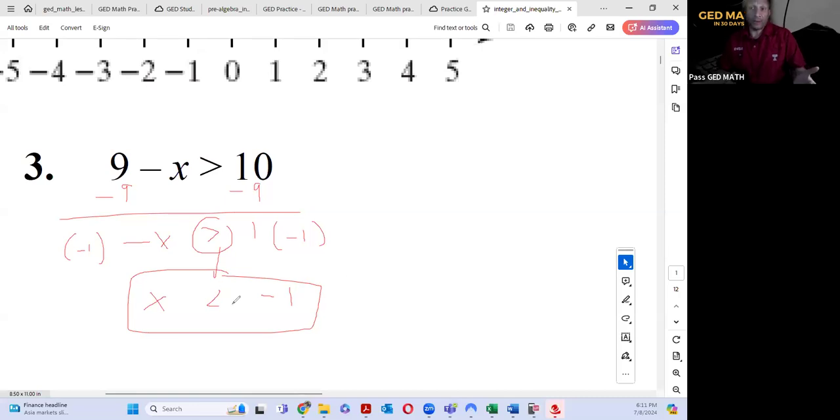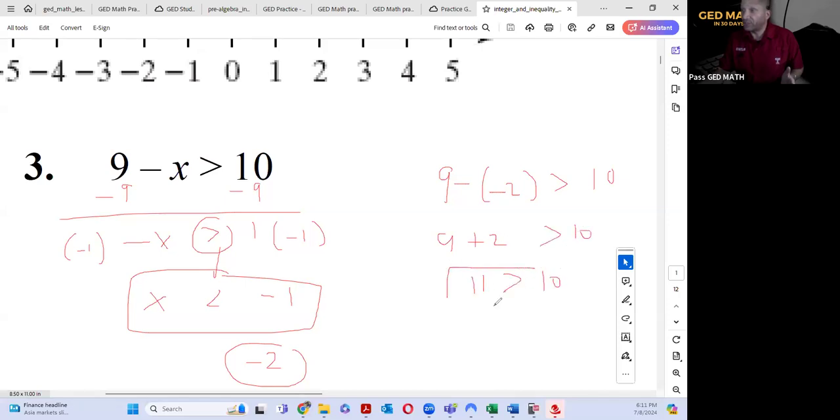Now, let's just put some numbers in here. This is one of the things: if you have multiple choice, you can put the numbers in there. So if x was -2, x is less than -1. So let's just use -2 and check it. 9 minus a -2 is greater than 10. 9 plus 2 is greater than 10. 11 is greater than 10. Check. Since you have your calculator, you can plug it in.